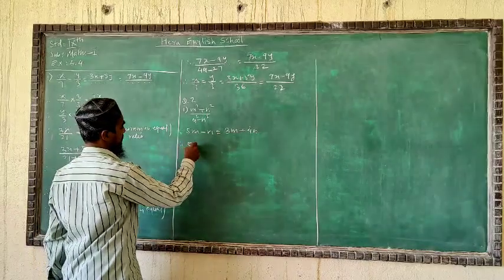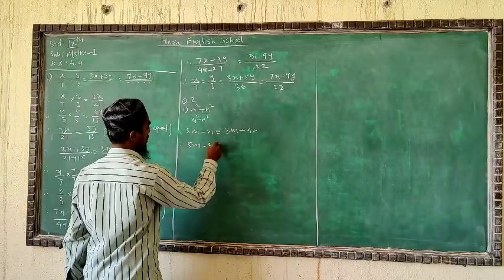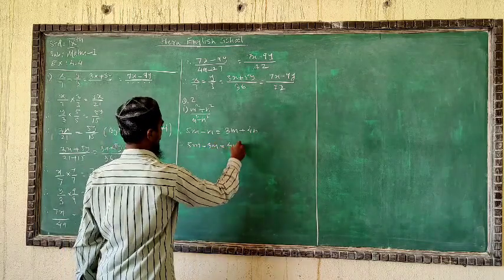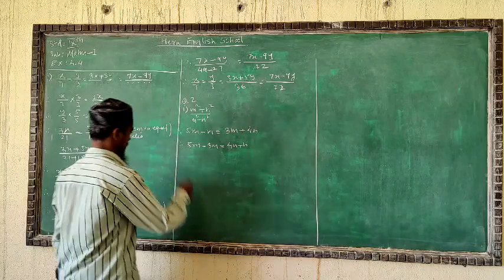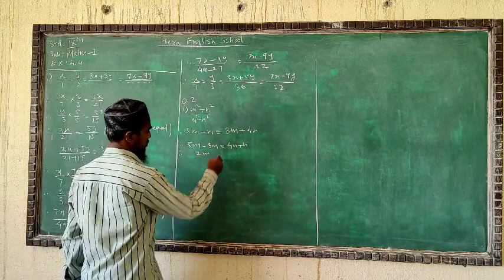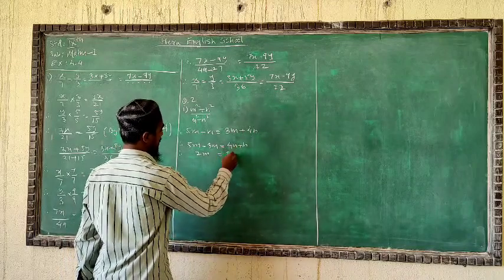Now continue. 5m will be as it is. 3m we will bring to the left side, you will get minus 3m. 4n will be as it is. Minus n, bring to the right side, you will get plus n. 5 minus 3, you will have here 2m. And 4 plus 1, you will get 5n.